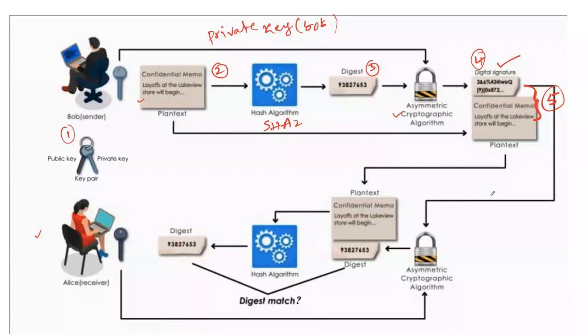Now, once the message is separated and the digital signature is separated, then this digital signature, because as we discussed that asymmetric cryptographic algorithms are reversible, is given as an input to the asymmetric cryptographic algorithm, and Alice uses the public key of Bob. So by doing that, once it is decrypted, we are able to find this digest.